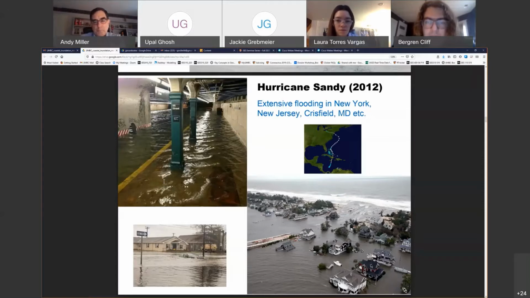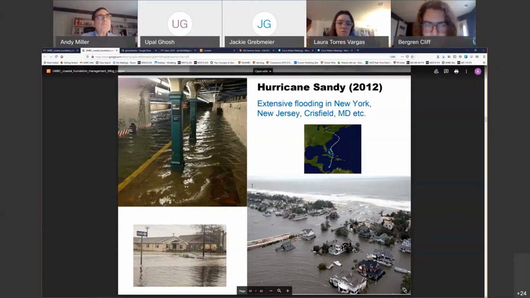In fact, Hurricane Sandy also hit the Eastern Shore of Maryland, Bristol. Here is a picture of the flooding. About 700 homes were flooded in Bristol during Hurricane Sandy. Next slide, please.